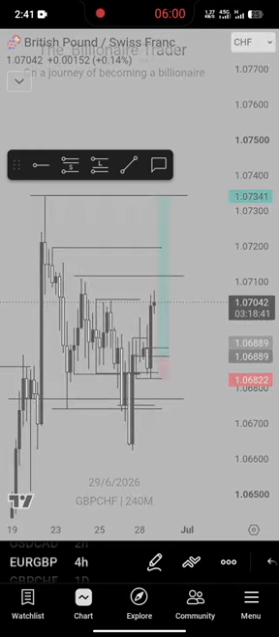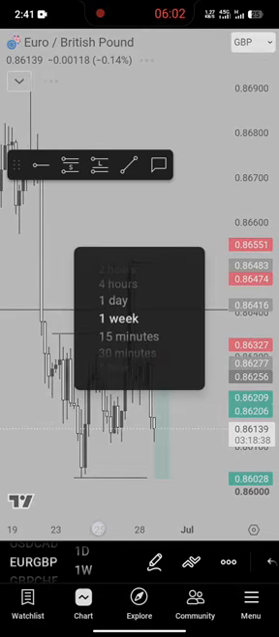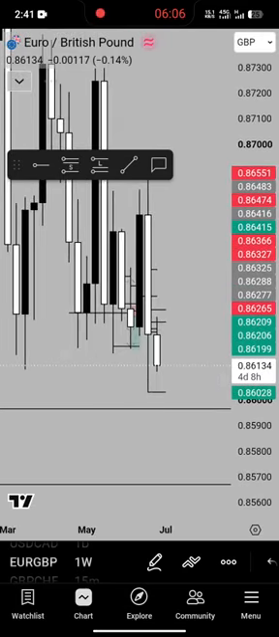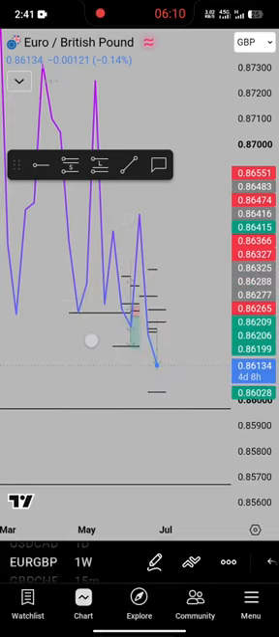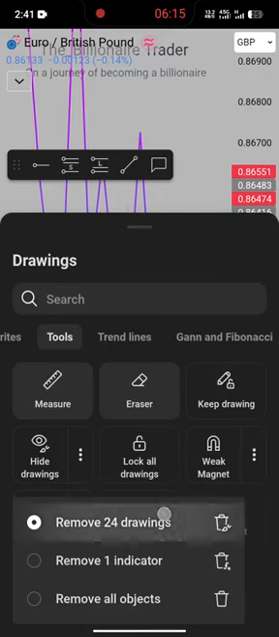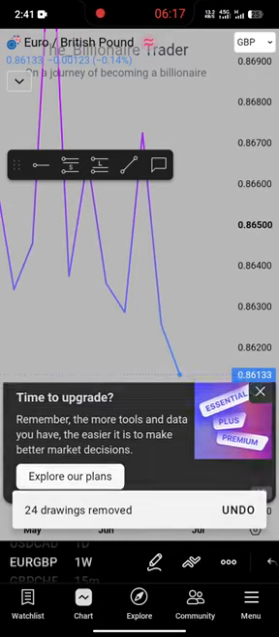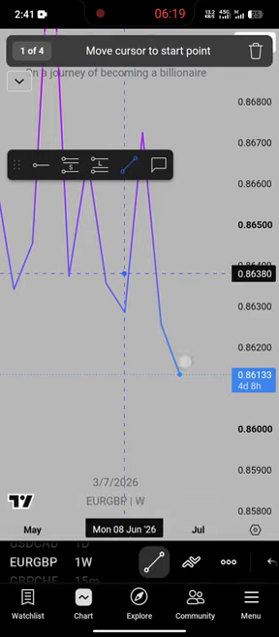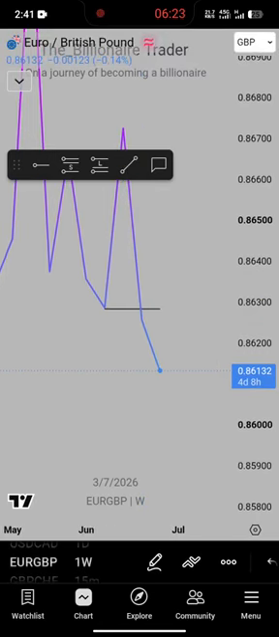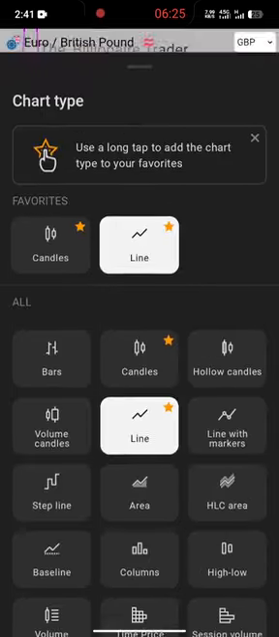Okay, let's go to Euro GBP. For Euro GBP, we have a similar thing. So on the weekly, we are bearish. We broke out on the weekly. We had this breakout, so showing us that we are to sell this week, or we are bearish anyway.